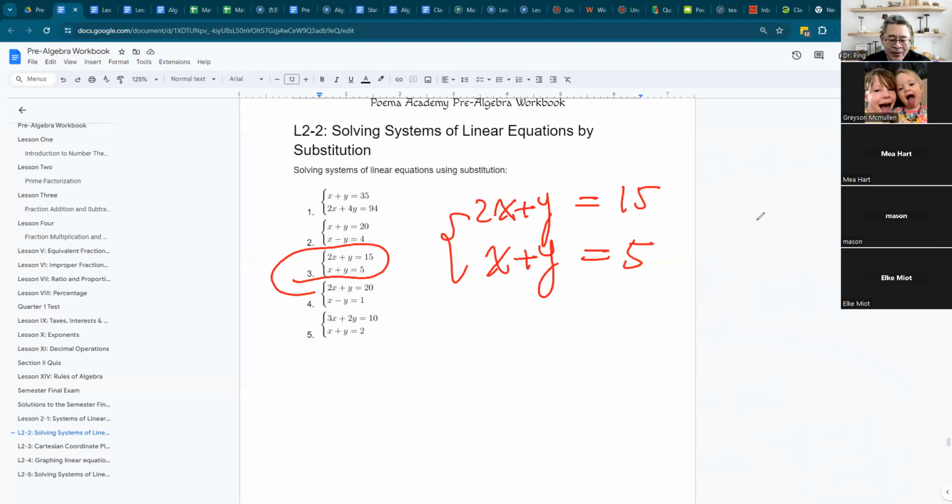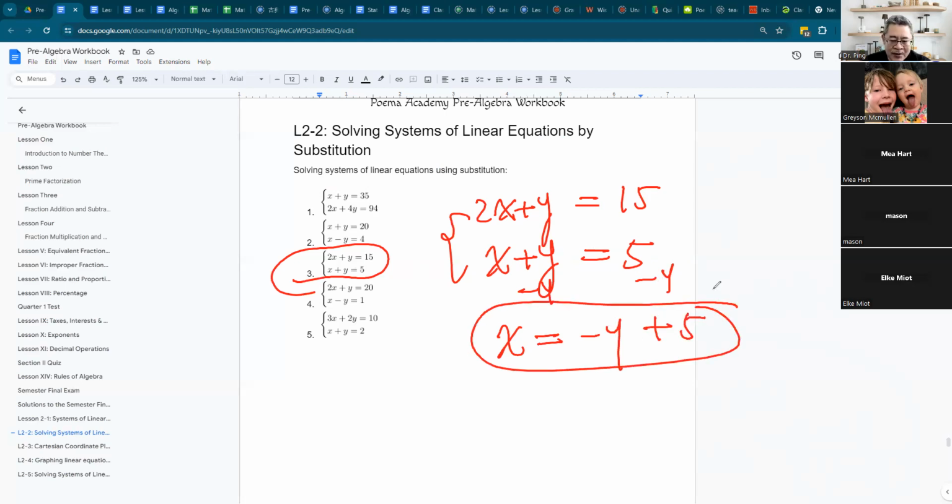Now, if we use elimination, actually pretty easy. Top minus bottom, we can get it. But here we're using substitution. So x is equal to, we minus y on both sides, minus y plus 5. Then we plug this into the other equation. And so we got 2 times, our x now is minus y plus 5. That's why it's called substitution. We substitute x with that, plus y equals 15.